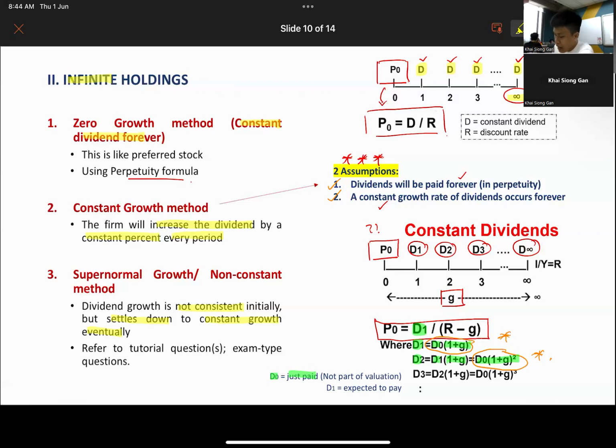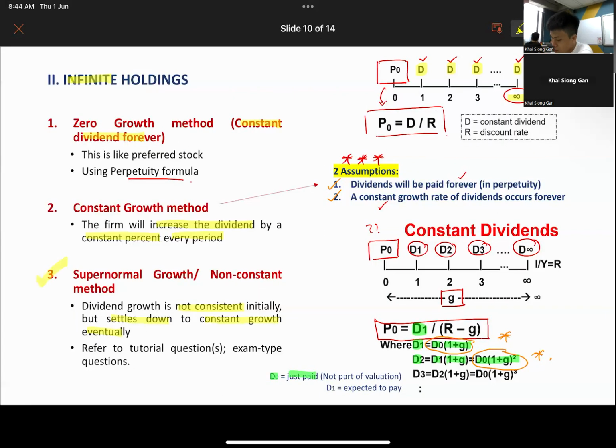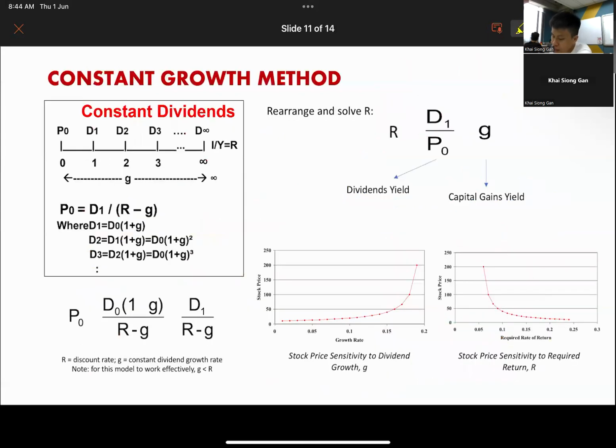So how are you going to compute this? This is what we're going to look into later on, and this is the one that you will be assessed on the most. That means it will carry the highest weightage in the 20 marks questions. Before we look into supernormal growth, I want to go through some more about constant growth first, because later on, for supernormal growth, I will use one question to go through with you. Now, we talk about constant growth method.